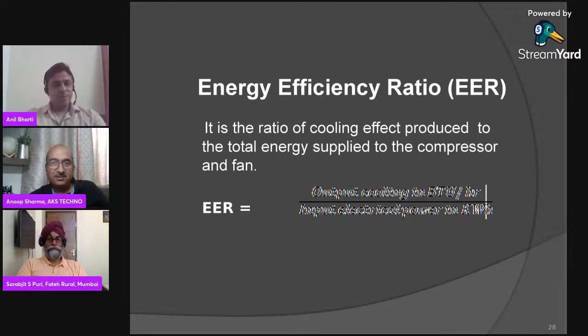Okay, no problem. Now the next question is EER, energy efficiency ratio. It is the ratio of cooling effect produced to the total energy supplied to the compressor. So basically EER का मतलब क्या हुआ कि कितने एनर्जी जो कूलिंग इफेक्ट प्रोड्यूस किया किसी इक्विपमेंट ने, ठीक है, इन टर्म्स ऑफ किलो जूल्स या किलो वाट, डिवाइडेड बाय टोटल एनर्जी कितनी सप्लाई किया हमने उसके लिए.